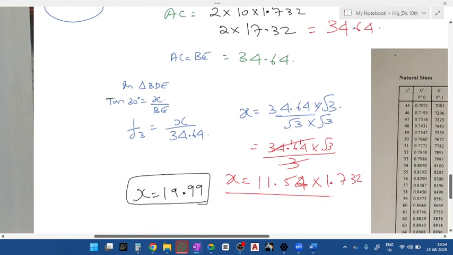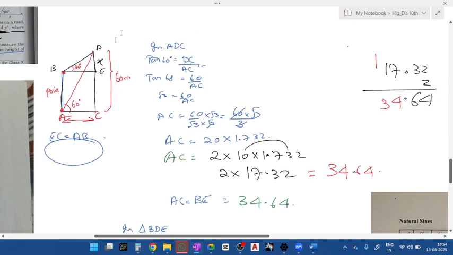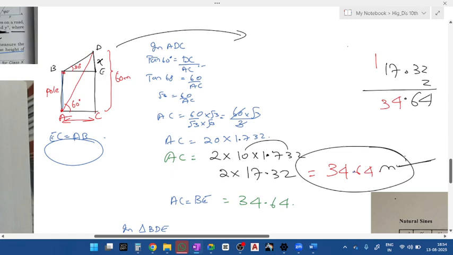Okay, 19.99. When I round it off, what do I get? X value. When we round it off, what can we round off this with? Yeah, 19.9 is given. When you round off, you can. But now here, I'll show you the calculation. There is a mistake in the textbook. Can you see the textbook answer? 34.64 is correct. The distance between AC is correct, but the second one they have given 20 meters.